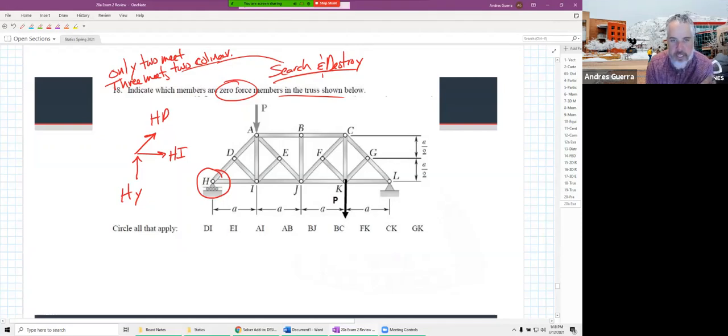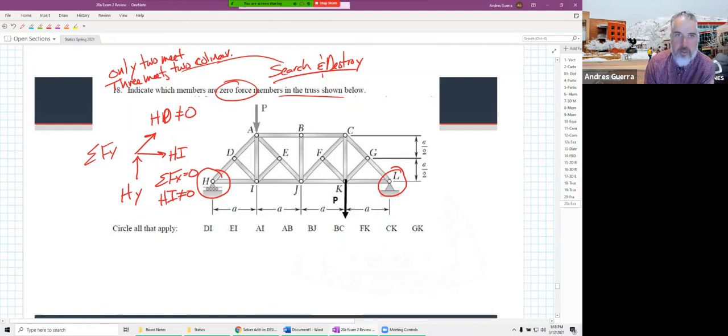And so now if I sum forces in the Y direction, I'm going to find that HD is not equal to 0. Remember, I'm looking for specifically equal to 0. And then if I sum forces in the X equal to 0, I'm going to find that HI is not equal to 0 either. So I'm going to say, okay, none of those are 0. Over here at L, that's also 2 that meet. I look at that and I'm going to find the same thing that I did over there at H, where I'm not going to get any 0 force members.